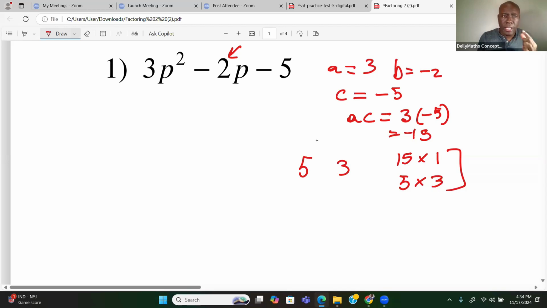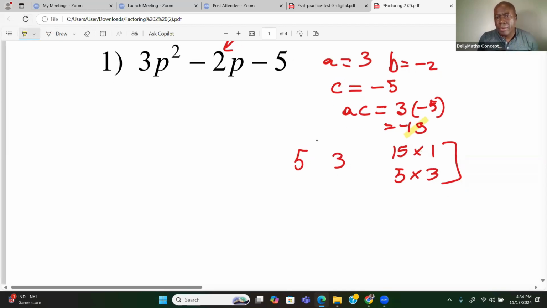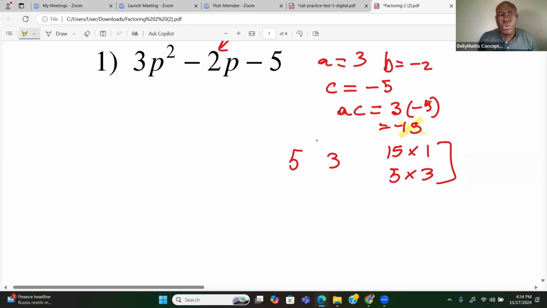Now let's take another look. Because my AC is negative, when AC is negative, one of my numbers will be positive and one will be negative. We normally say, let the bigger number take any sign that B has. The bigger number here is a 5. So since B is negative, then the 5 will be the negative, which means that the 3 is positive.